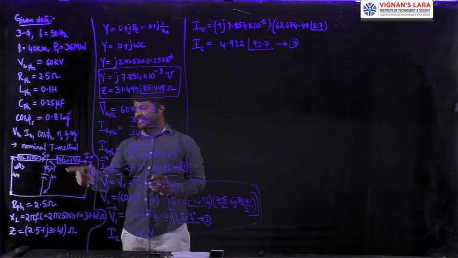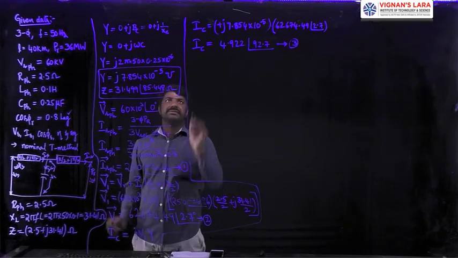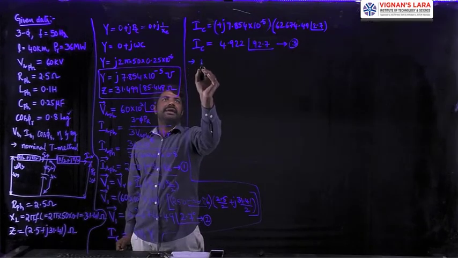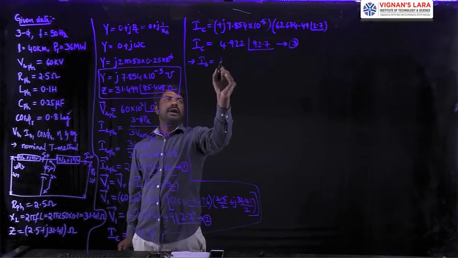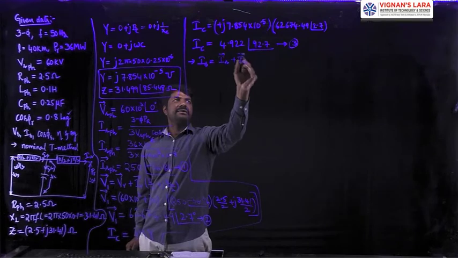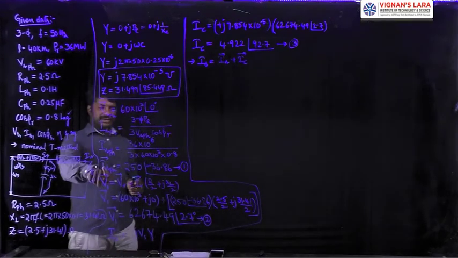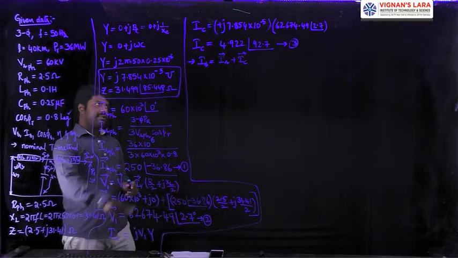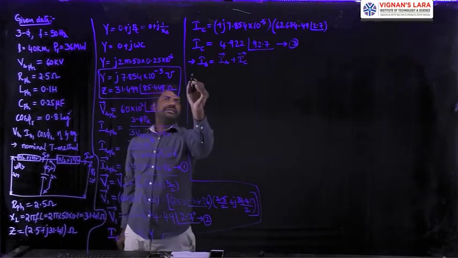Once getting IC as per our diagram, apply KCL to get IS. So here I am applying KCL. IS is equal to IR phasor plus IC phasor. What are they? IR, equation 1 is IR and equation 3 is IC. I have to add up those two to get this IS.